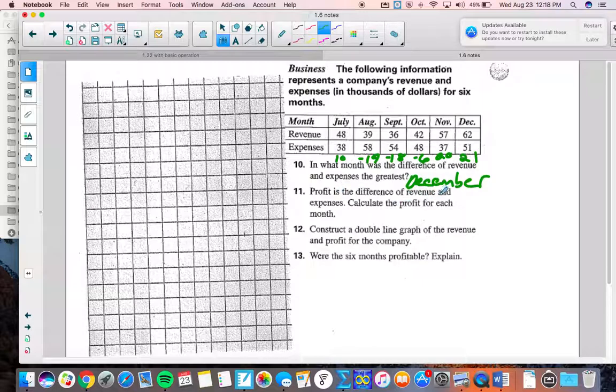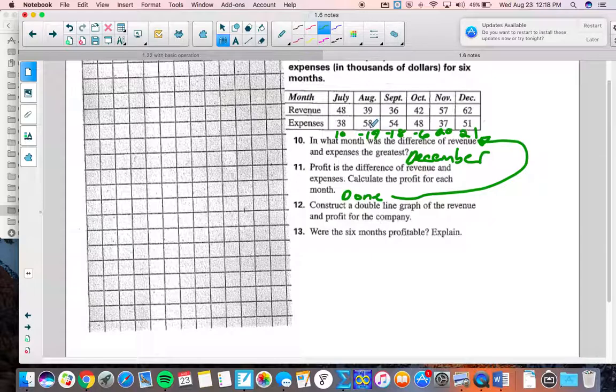Profit is the difference of revenue and expenses. Calculate the profit for each month. Done. Construct a double line graph of the revenue and profit for the company.